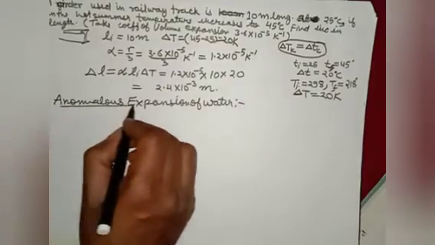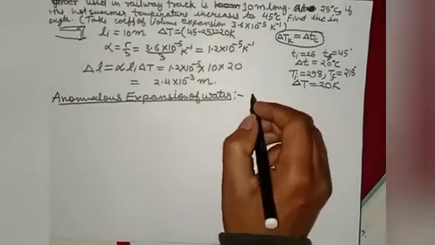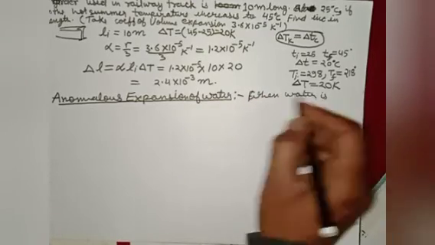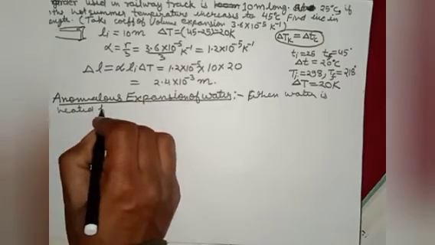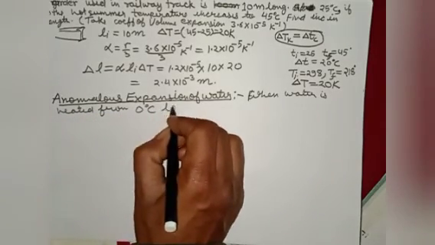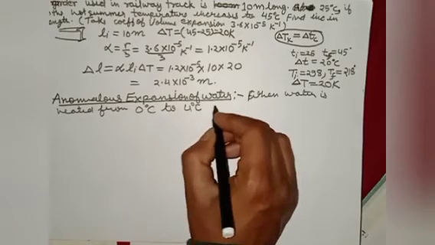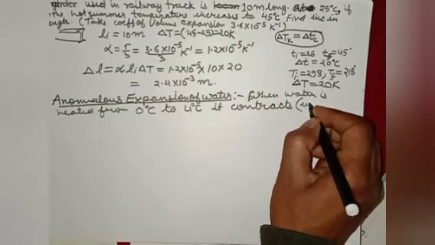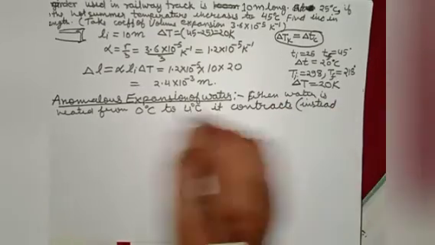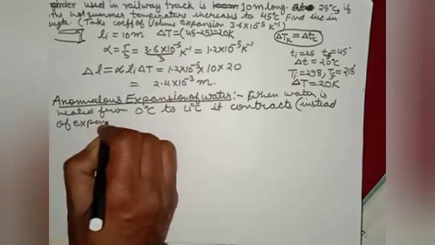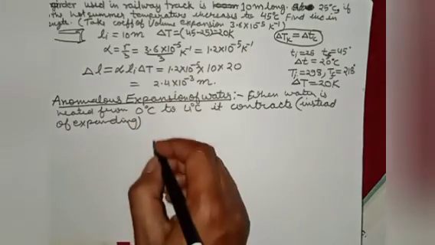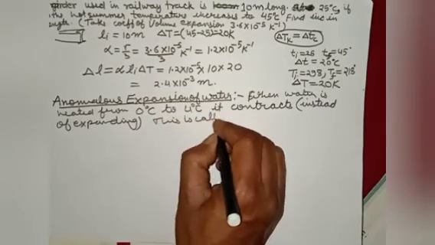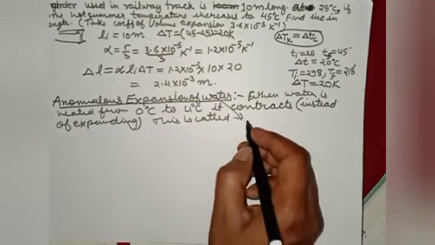So, what is anomalous expansion of water? When water is heated from 0 degree Celsius to 4 degree Celsius, it contracts instead of expanding. It gets contracted, and this is called anomalous expansion of water.